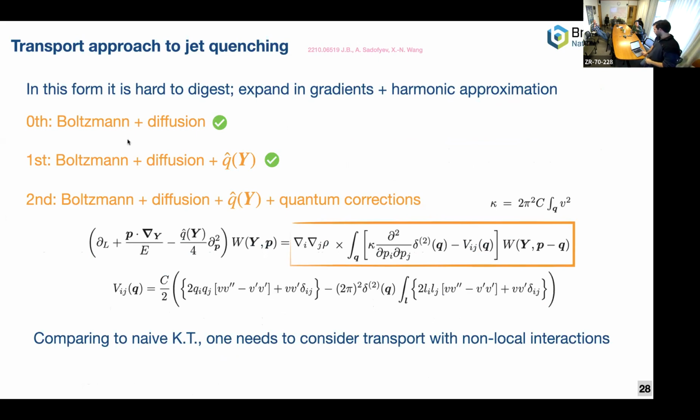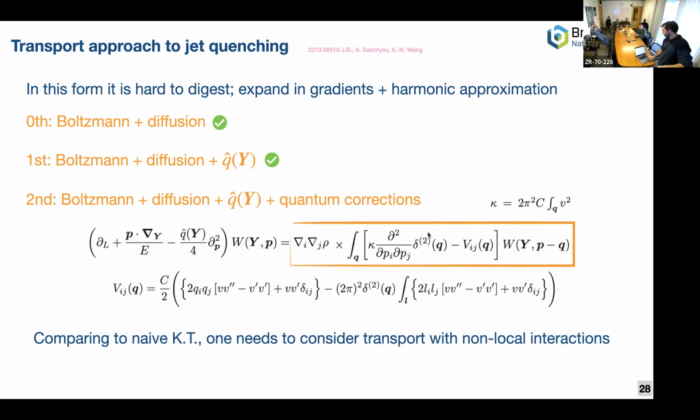Of course, at zeroth order, as I showed you, you just get the diffusion equation. At first order in gradients, what you get is a diffusion equation with a diffusion coefficient which is now dependent on the position of the quark in the matter. But when you go to second order in gradients, it is more complicated. You still get this term, which is just obtained by replacing the usual diffusion coefficient with the one which is dependent on the position, but at second order in gradients.